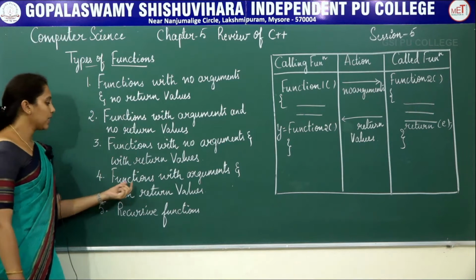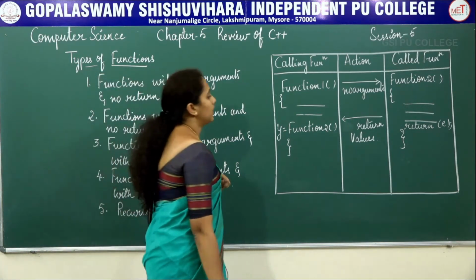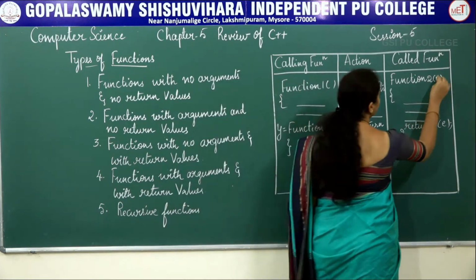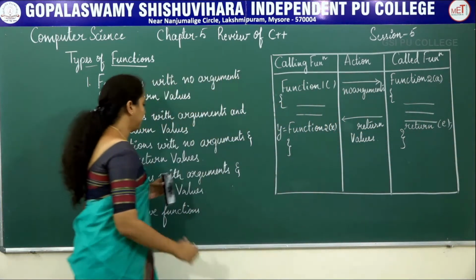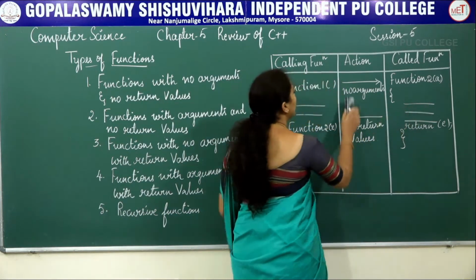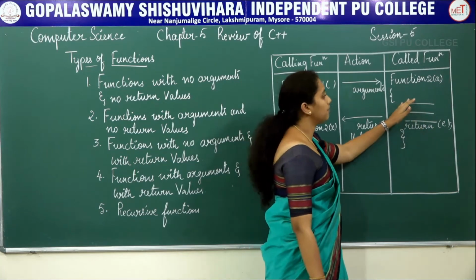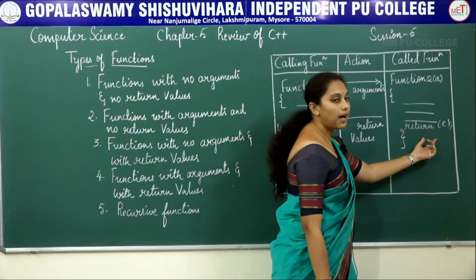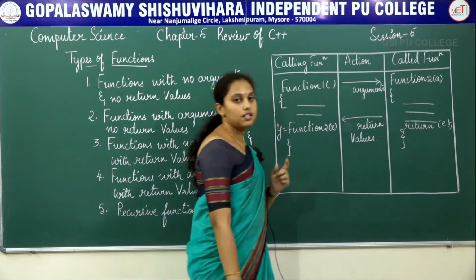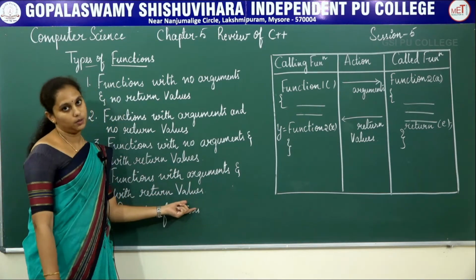Next type of function is functions with arguments and with return values. In this type of function, the first function calls the second function by passing some arguments, and after performing the operations in function 2, function 2 sends back the result to function 1 using the return statement. This is called functions with arguments and with return values.